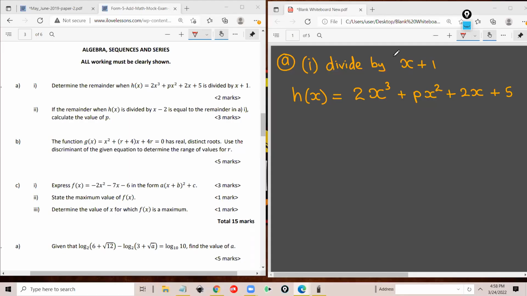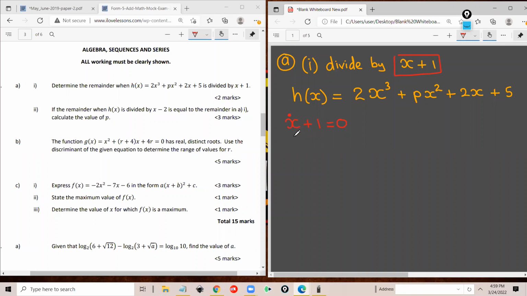Whenever you want to find the remainder and they give you something to divide by, the proper procedure is to take what you are dividing by, in this case x plus 1, put it equal to 0 and solve for x. Now, I know some of you could solve for x in your head and might skip this part, but I think you should put it down for the examiner.